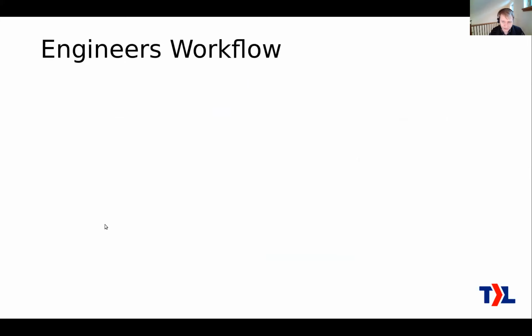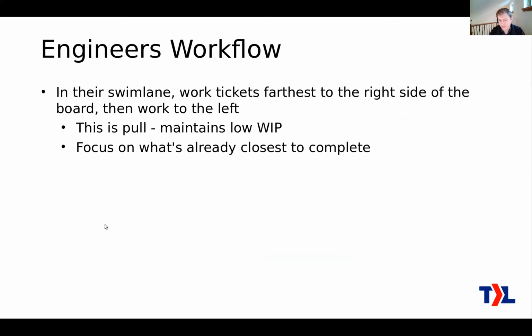So the engineers mentioned some of that, what they do. Basically, they work tickets starting at the furthest right side of the board, and then they work to the left. Okay, so that's known as a pull method. Basically, they decide when they have capacity to take on new work. That's what maintains low work in progress.